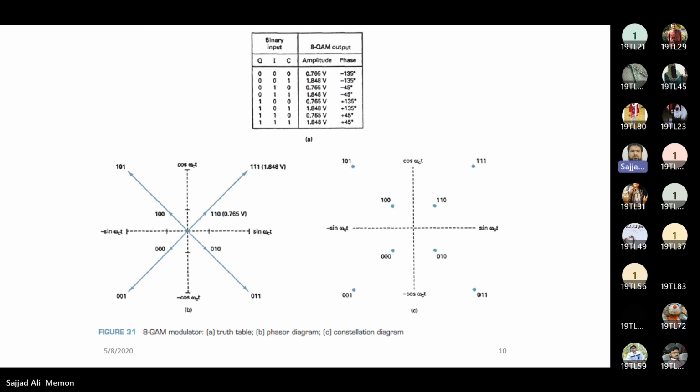So this is the 8QAM modulator truth table. When we have the binary input 000, the output amplitude will be 0.765 and the angle will be minus 135. Now you can see this is the phasor diagram and this is the constellation diagram. See, on one angle, that is 45, this is 45, we have two amplitudes, one here and one here. So that is two information, or you can say the bits are transmitted on each phase.